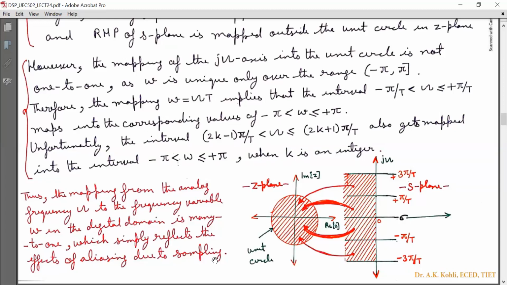So if you want to avoid this, you need to choose capital T as small as possible, or sampling frequency as high as possible. This graph is self-explanatory: this is the j capital omega axis in the analog domain, this is the S plane, and in the discrete domain we talk of the Z plane. So the mapping from S to Z is not one to one, it is many to one because of the sampling process.